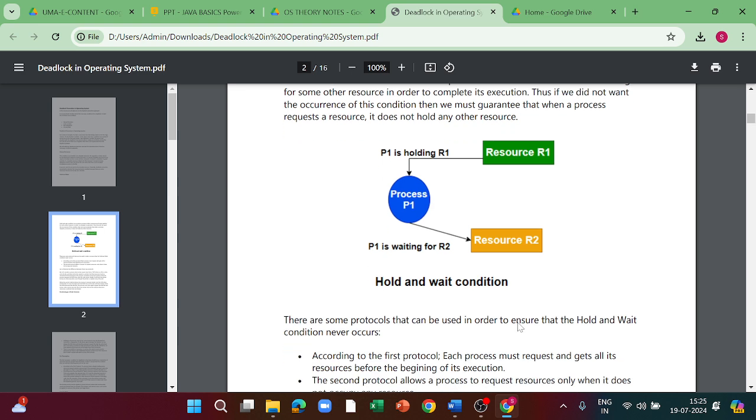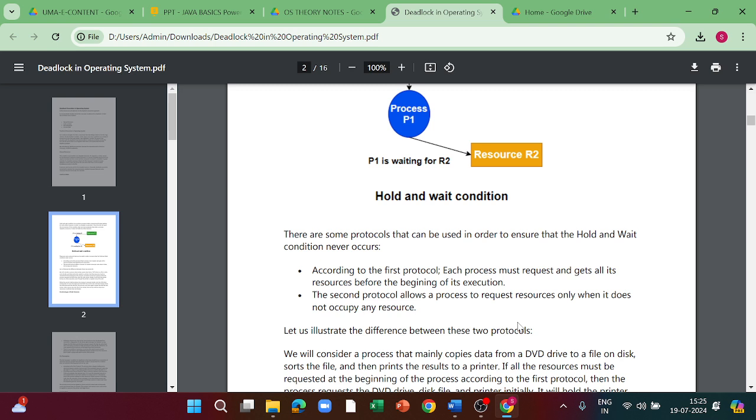According to the first protocol, each process must request and get all its resources before its execution begins. But in such cases, deadlock occurs only when all the resources are not provided in a time-sharing or shareable system, a multiprocessing or multi-user system. We cannot give all the resources to one process because of deadlock.